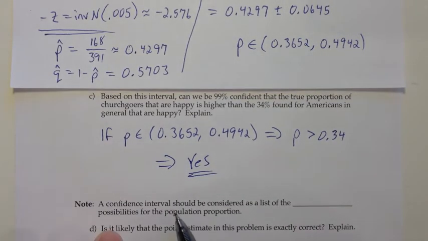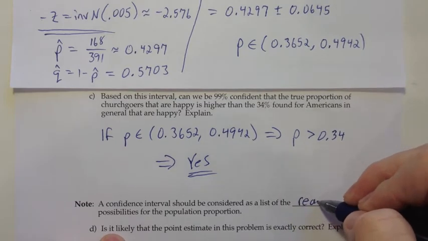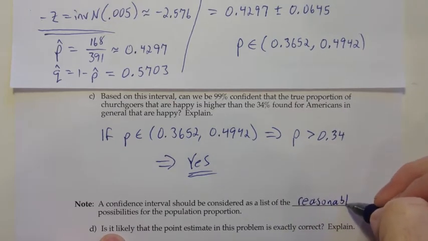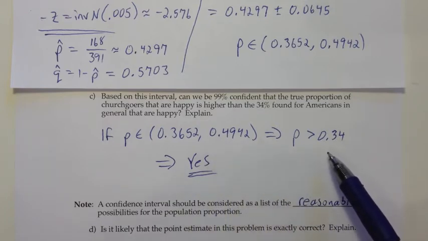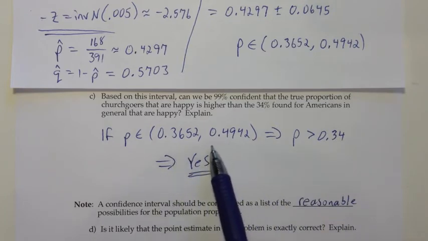So a confidence interval should be considered a list of all of the reasonable possibilities for the population proportion. I said the word if here because I don't know for certain that p is in this interval, but I'm confident that it's in there. These are the things that are reasonable possibilities for p, and all of those reasonable possibilities provide a yes. So when our entire interval is a yes to the question, that's when we can say yes based on that interval. Alright, let's go ahead and continue on.